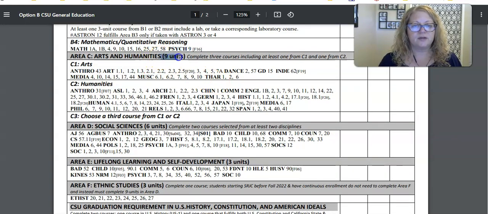Area C is also 9 units. So for here, you need 1 arts and 1 humanities, and the third can come from either section, okay? And so again, if you're an art major, maybe you have to do some art history, maybe you have to do drawing. So you're going to build that into your ed plan. And that's going to take care of C1 and C3, and then you're going to come down to C2 and pick a class. Let's say you did Spanish AP test in high school. You're going to get Spanish AP credit in the humanities, so you're done, okay?